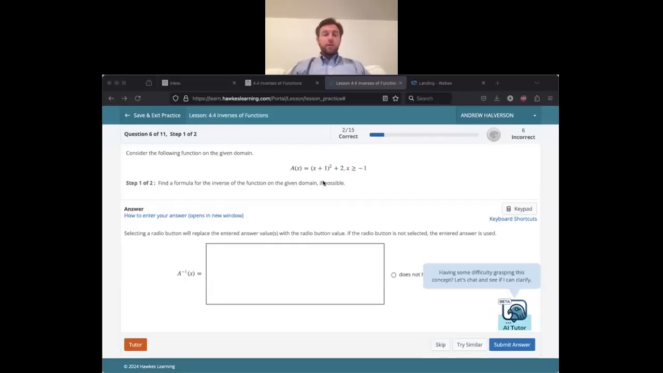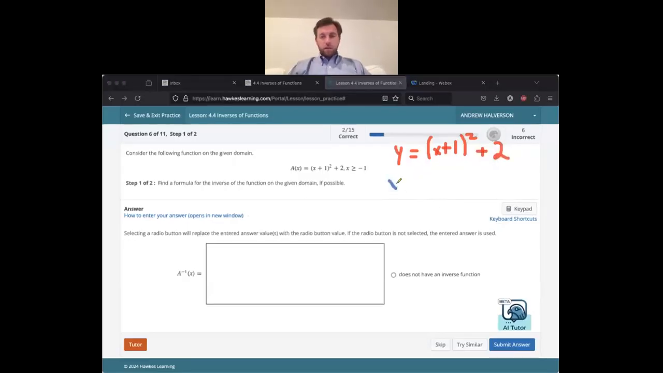You're just focusing on this part of the problem, trying to find the inverse of that. Same process as before. Switch. Oops, okay. So y equals (x plus 1) squared plus 2. Let me get rid of this. My handwriting's getting bad. Sorry. Switch x and y, so I'm going to switch my color ink. So x equals (y plus 1) squared plus 2.